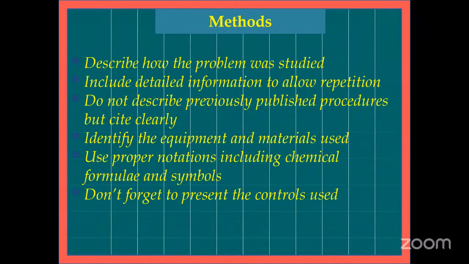That is very important. You can look at how the problem was studied, and also include the detailed information to follow the implications. Do not describe previously published procedures. It's replicated, so what you can do is simply provide a citation. That is very important. Also use proper notation, including the chemical formula and symbol, and also don't forget to present the control. And that's one important thing.